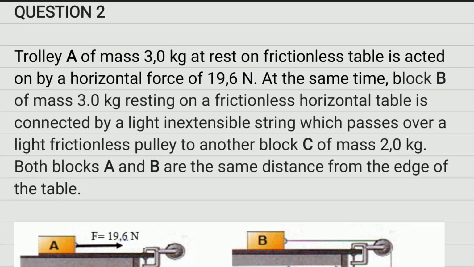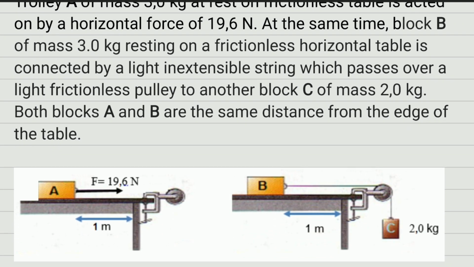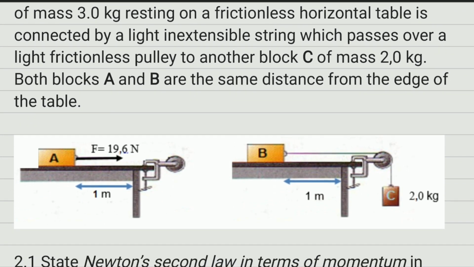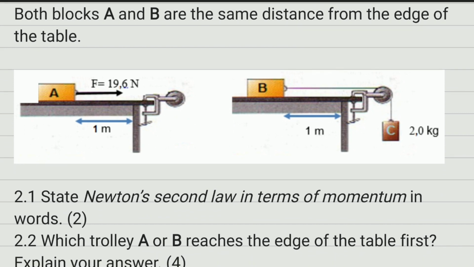This question said, trolley A of mass 3 kilograms at rest on a frictionless table is acted on by a horizontal force of 19.6 Newton. At the same time, block B of mass 3 kg resting on a frictionless horizontal table is connected by a light inextensible string which passes over a light frictionless pulley to another block C of mass 2 kg. Both blocks A and B are the same distance from the edge of the table, which is 1 meter.